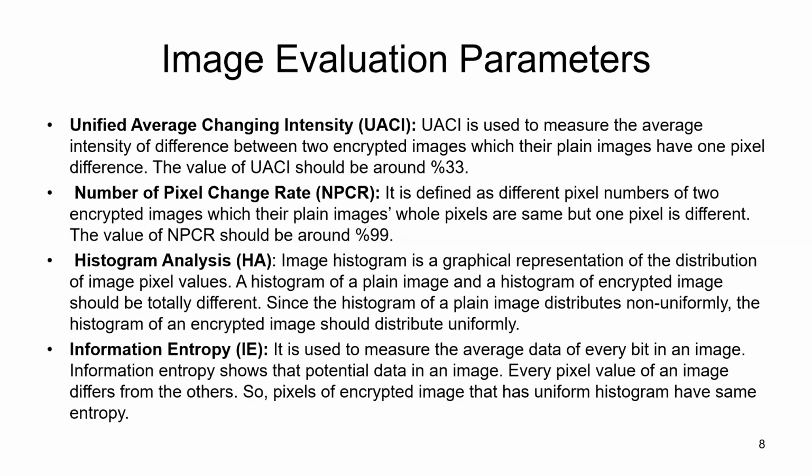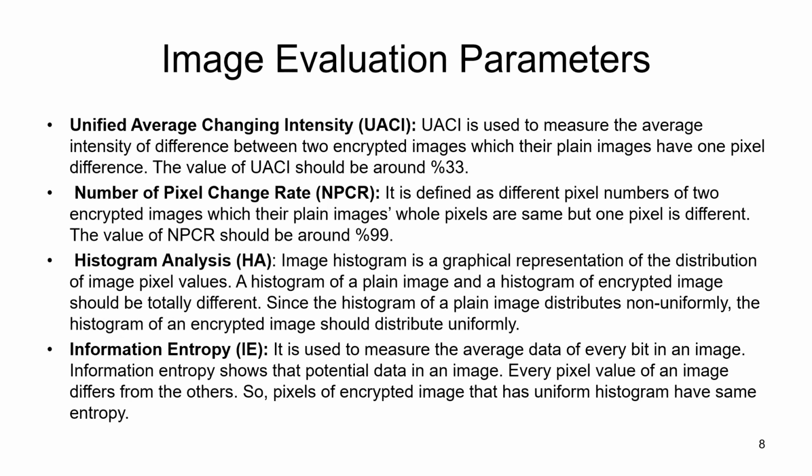We will talk about image evaluation parameters. Unified average changing intensity, UACI, is used to measure the average intensity of difference between two encrypted images whose plain images have 1 pixel difference. The value of UACI should be around 33%. Number of pixel change rate, NPCR, is defined as the number of different pixels of two encrypted images whose plain images have all pixels the same, but 1 pixel different. The value of NPCR should be around 99%.